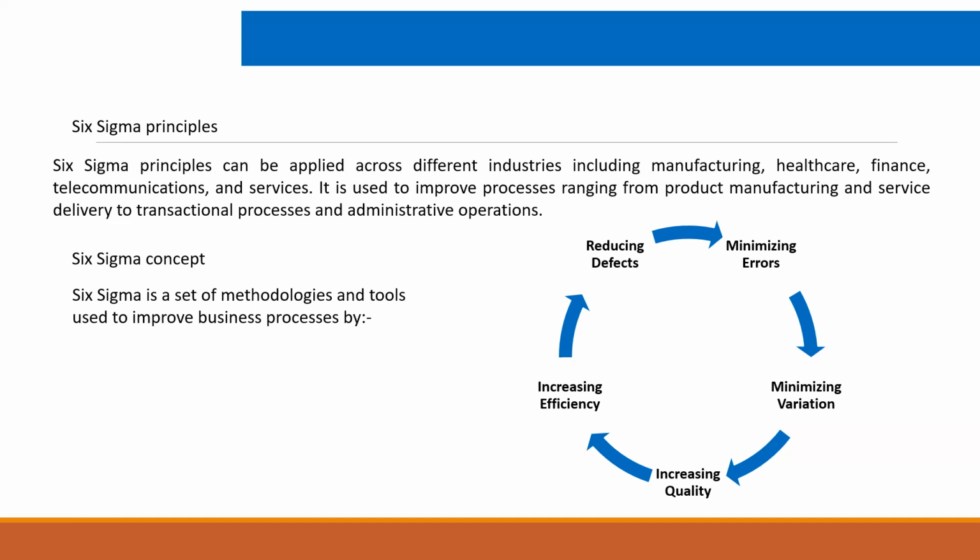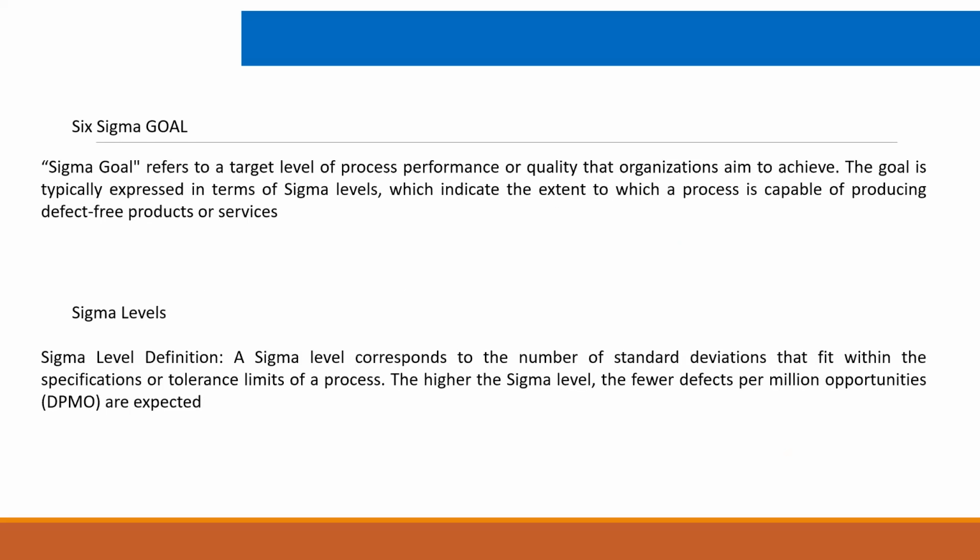Minimizing the variation: there are lots of variations in the system, so we have to minimize that variation and increase the quality. Increase efficiency. When we say efficiency, we mean productivity efficiency. We have to check why productivity is less, so we have to increase the productivity, that is, increase efficiency. Clear? So these are the methodology and tools that we use to improve Six Sigma.